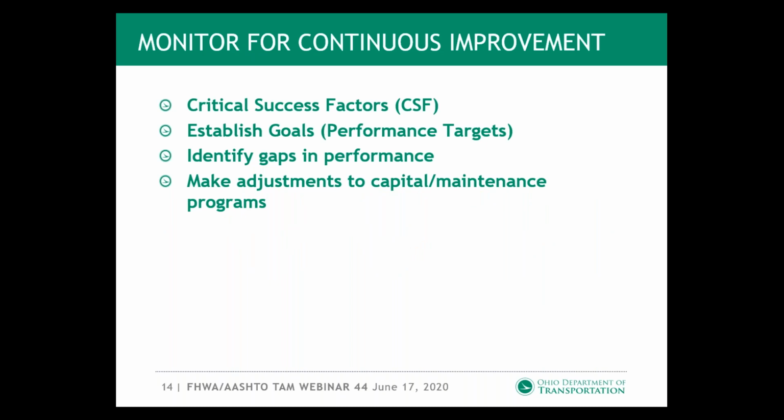So basically, to summarize here, we're constantly monitoring for continuous improvement, using our critical success factors as our goals, updating those goals or performance targets continuously, identifying our gaps in performance, and then making adjustments to our capital and maintenance programs. So I'll leave it at that, and thank you for your time.